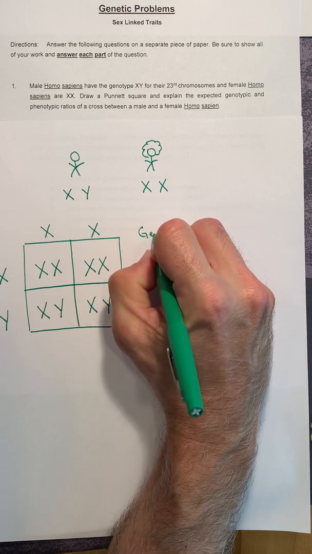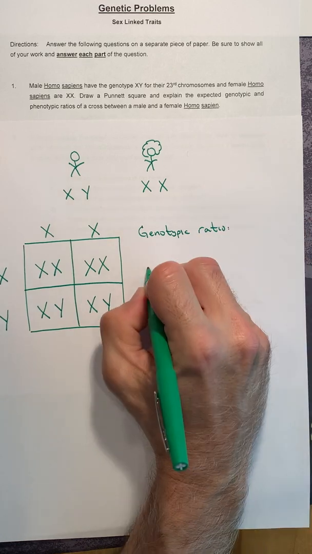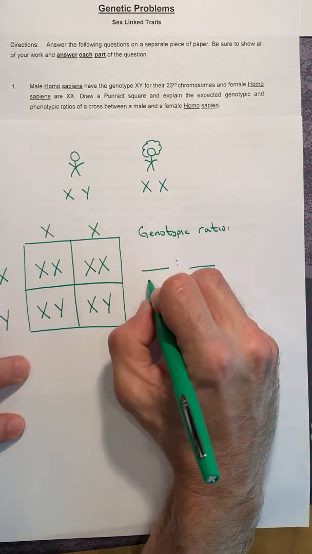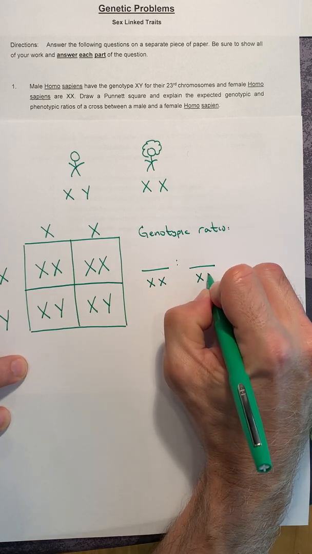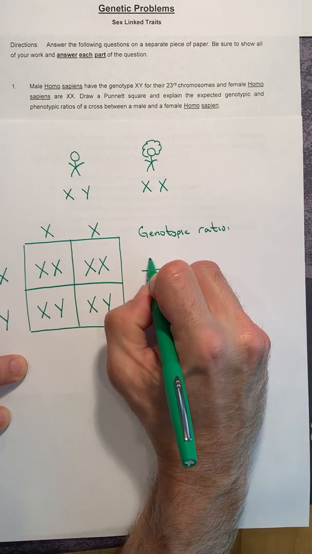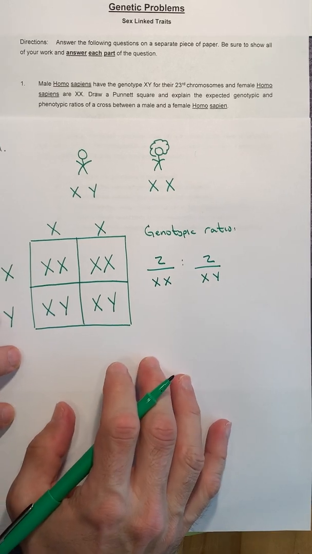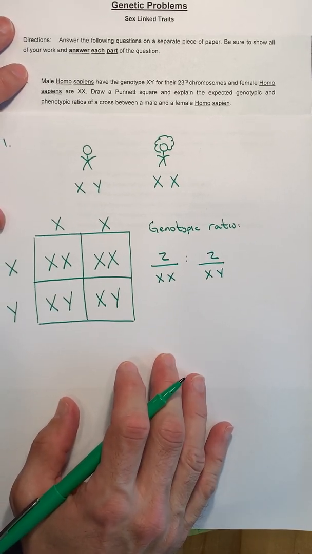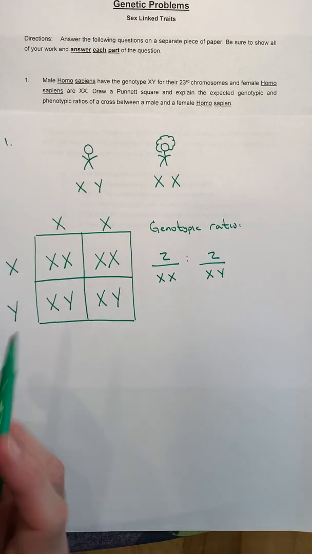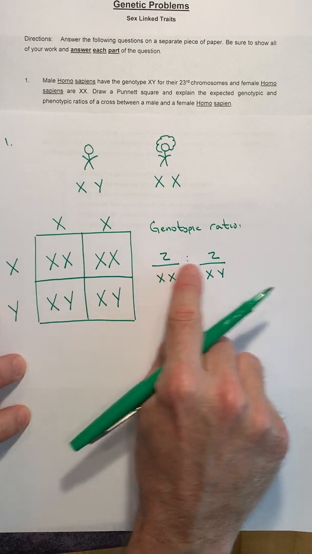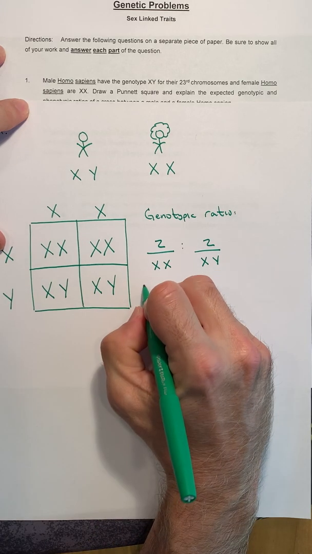So when you look at the genotypic ratio here, there's only 2 possible genotypes. It's either XX or XY. 2 of the offspring could be XX, 2 of the offspring could be XY. So this is the opposite of the problems that we did earlier where we had 4 and 5 and 6 different genotypes. Here, there's only 2. But notice the sum of the probabilities is still 4. It's always 4 from the Punnett square.